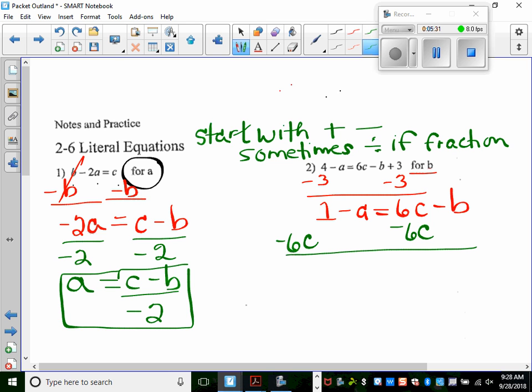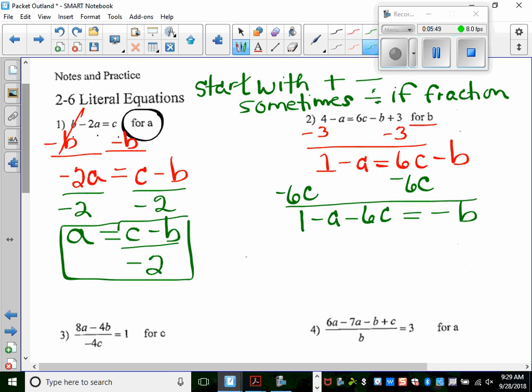All right. So then I'm just going to go ahead and write what I have left. I'll just start at the top and then go to the bottom. 1 minus a minus 6c equals negative b. Okay. All right, here we go.